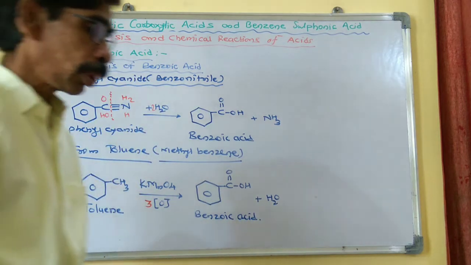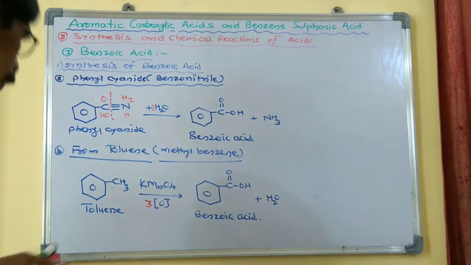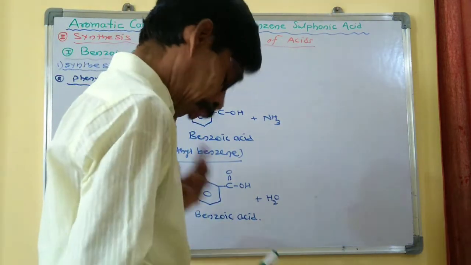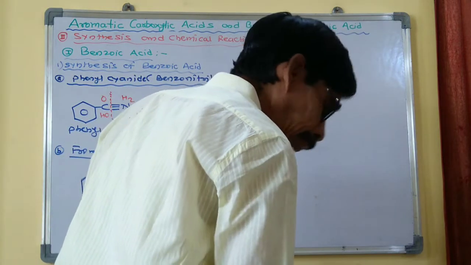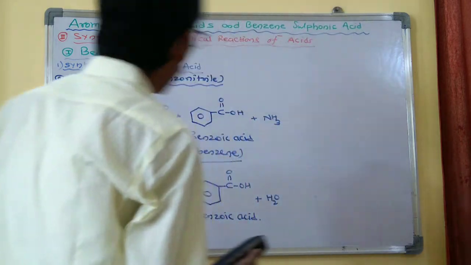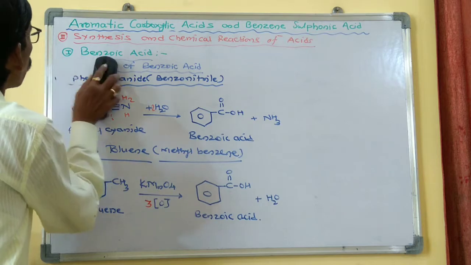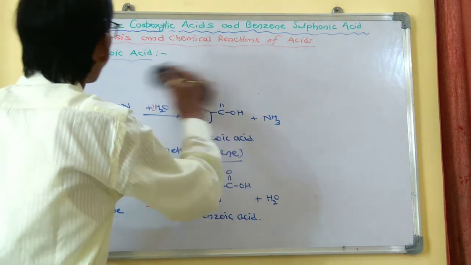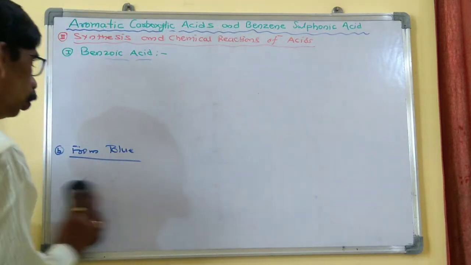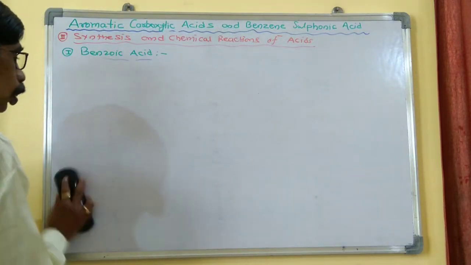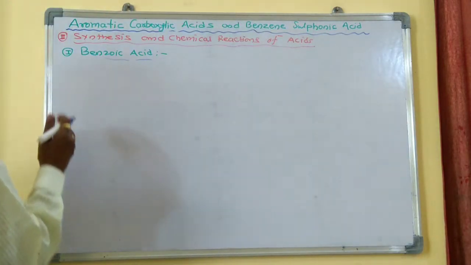So these are the syntheses of benzoic acid. Now the next part of this acid is reactions. That is, the chemical reactions of the acid.